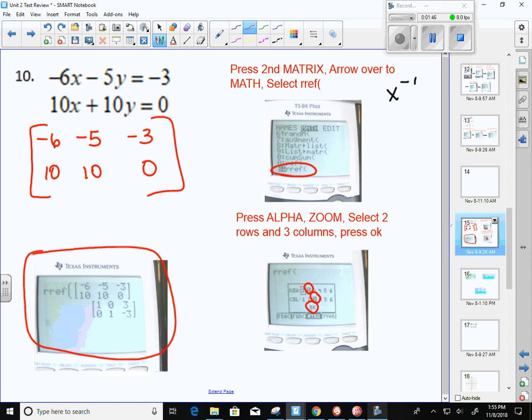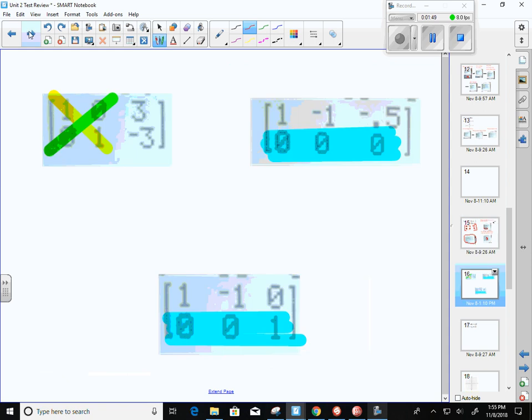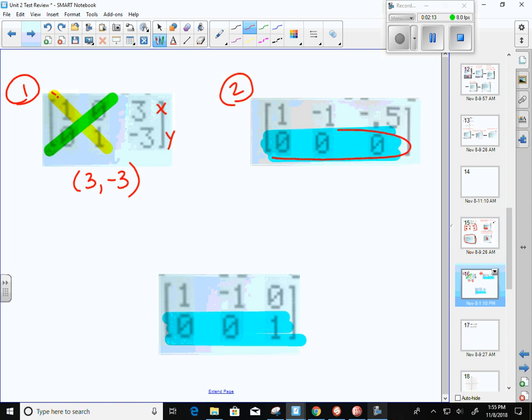Now let's talk about how you read what the calculator gives you. There's three options of what the calculator will give you. You could have this first option right here, where if you have ones on this diagonal here that's yellow, and then zeros on the diagonal that's green, then that means this is your X and this is your Y. So that would mean your solution is 3, -3. Okay, that's one option. A second option is when your whole bottom row is all zeros. That means infinite solutions. Third option is if you have 0, 0, 1, and that means no solution.